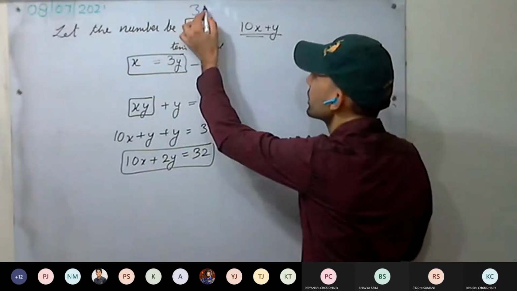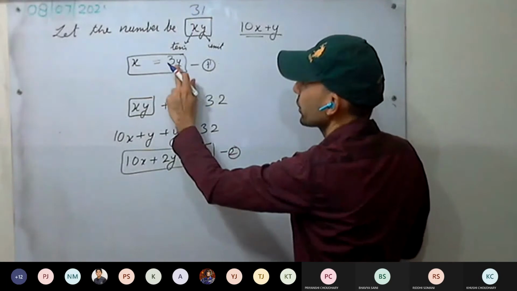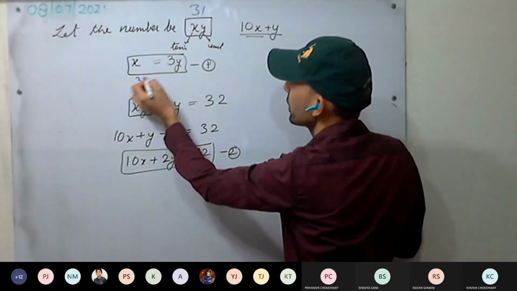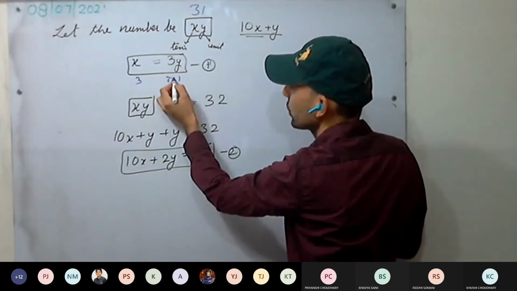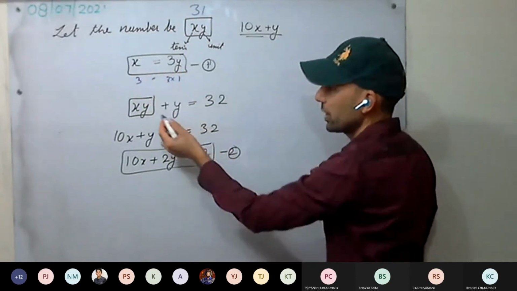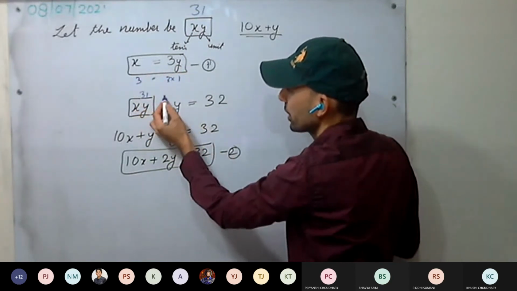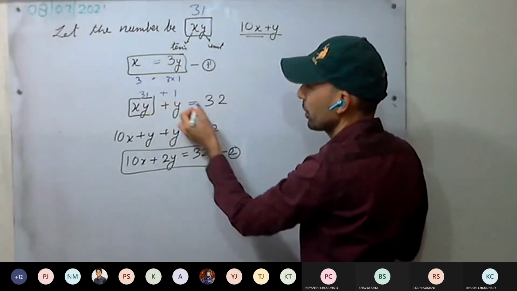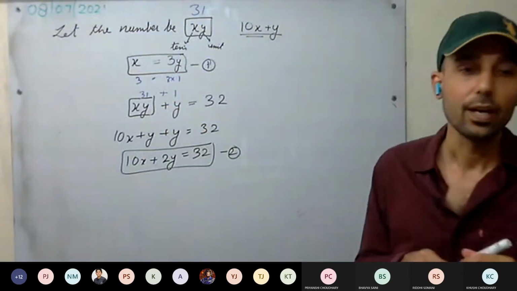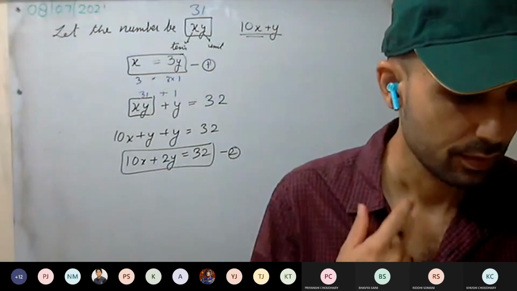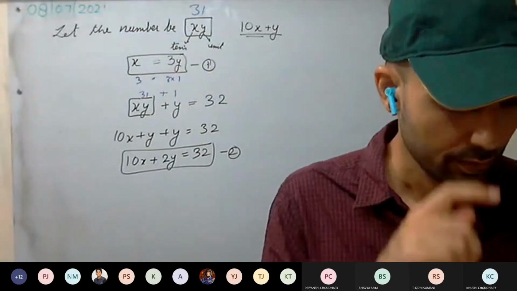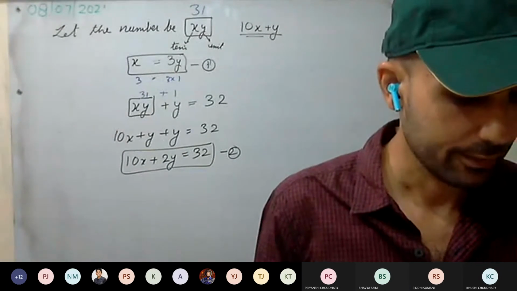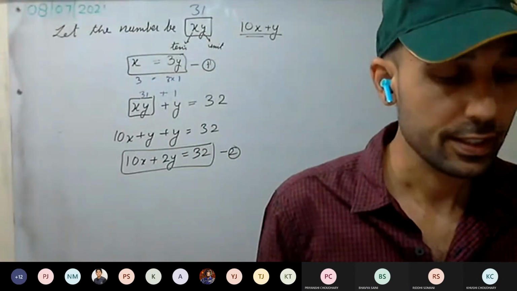So x equal to 3y. x is 3, y is 1. 3 into 1, this relation is satisfied. Check this one. This number is 31 plus 1, y is 1. 31 plus 1, 32. Have you understood this one? Yes, sir. Okay, then try 15th and 16th.